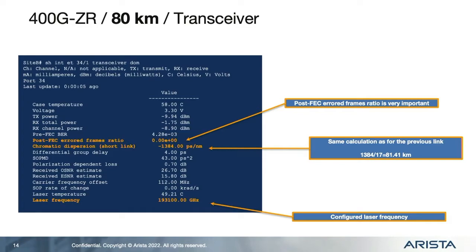So again, if we do that calculation, we divide the total chromatic dispersion by 17 picoseconds per nanometer, and we actually get a rough approximate link length of 81, which is actually a good amount of distance given the fiber is not very good. For some reason, obviously there are many variables, but you can see the transceiver here is much cooler. It's only 58 degrees C instead of 66 degrees C.